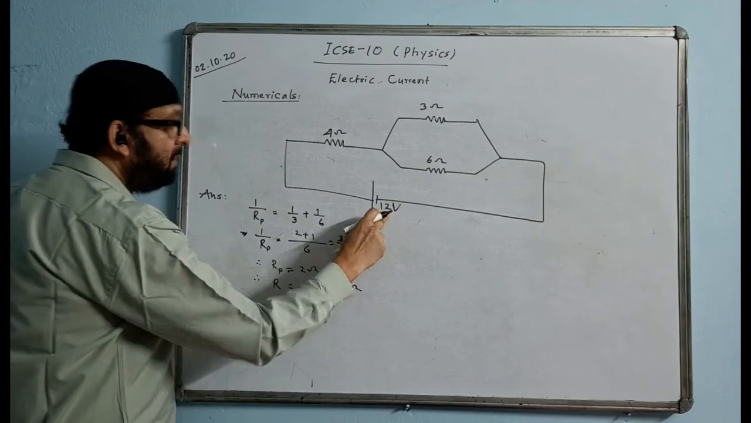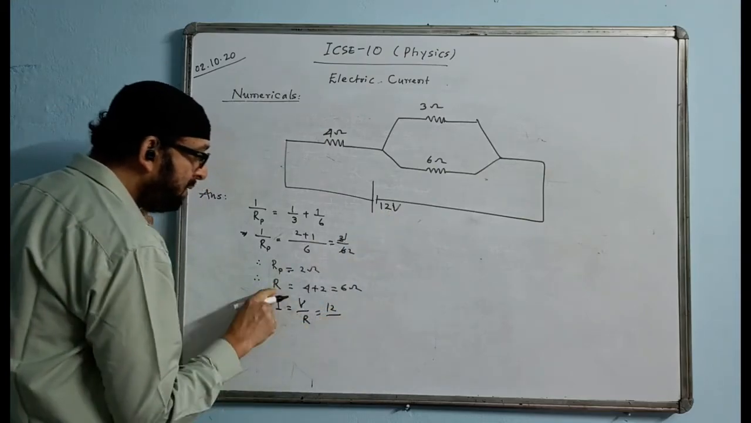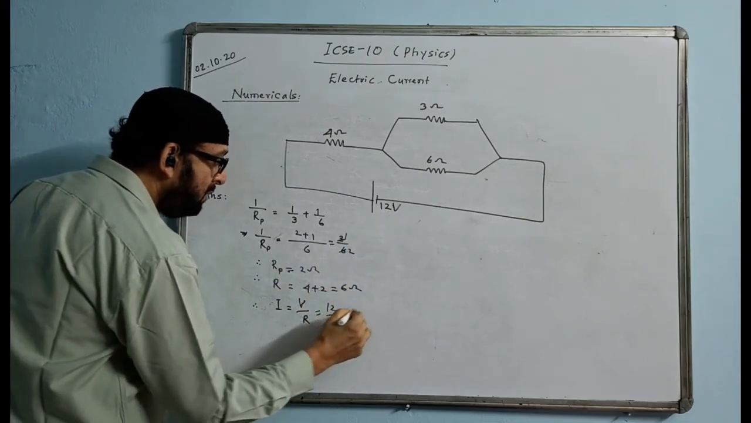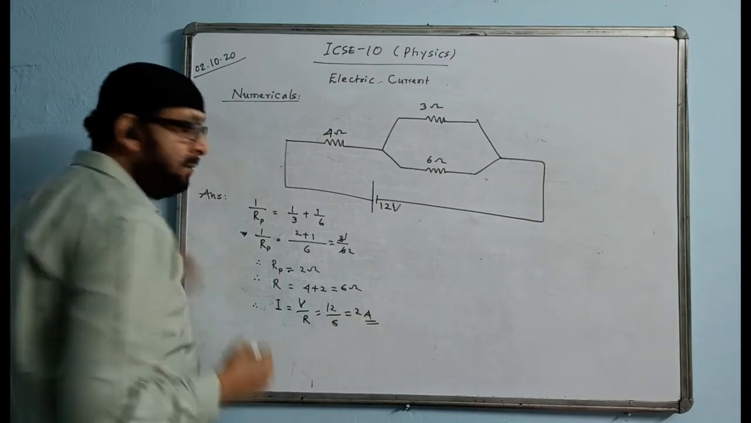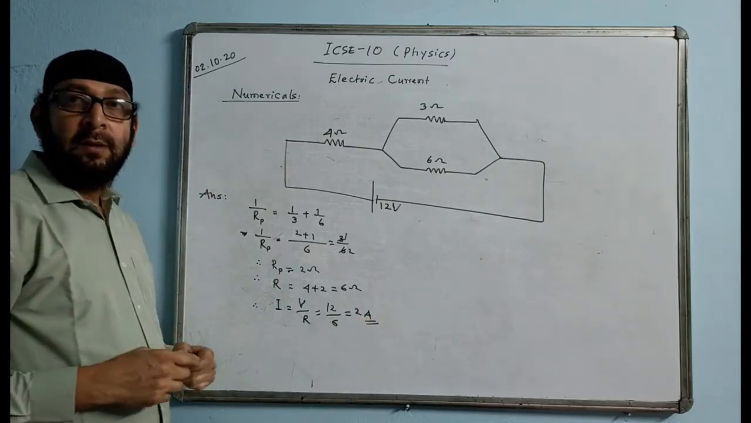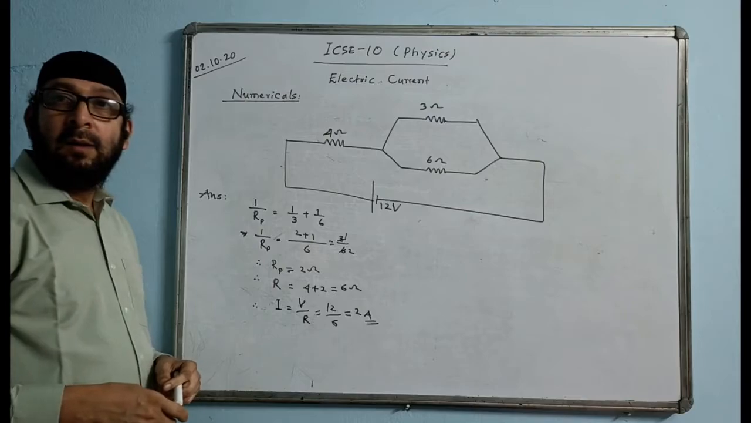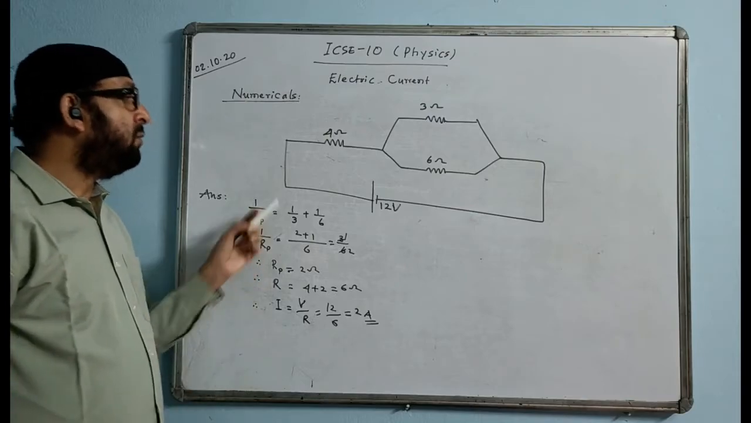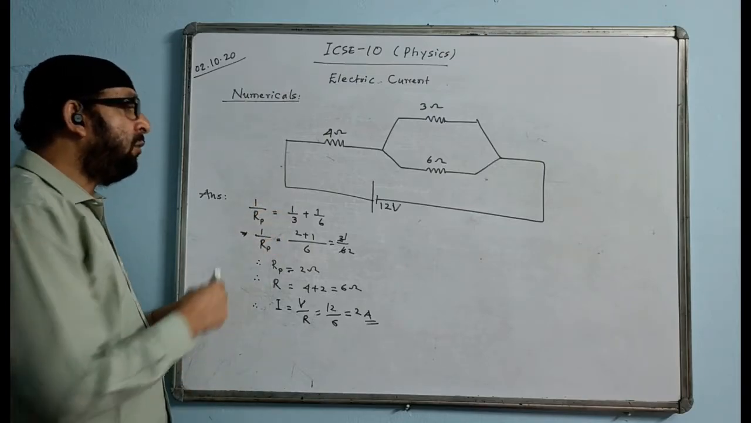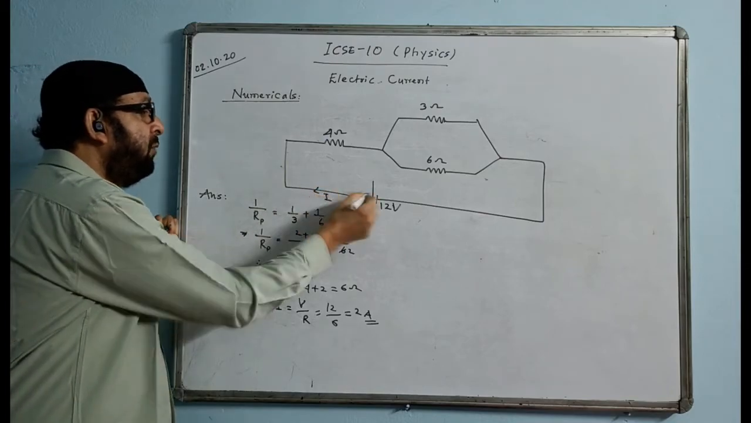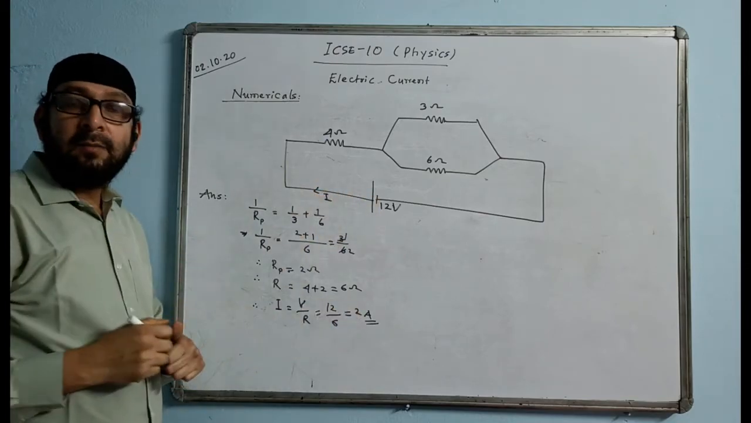So what is the total voltage? We have 12 and the total resistance is how much? 6. Answer will come 2 ampere. Answer is 2 ampere. That is the answer. The question was asking find the total current, find the current drawn from the cell. So this is the current I drawn from the cell, that is 2 ampere.